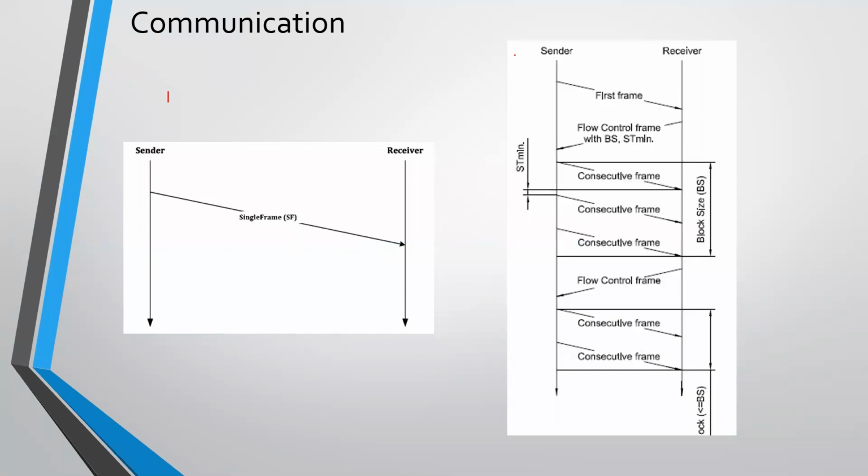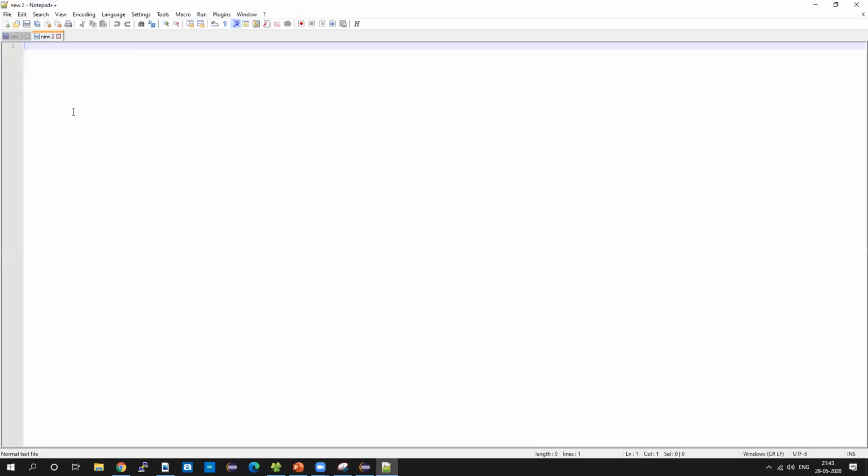When you are sending more than 8 bytes of data, you have to send the first frame. After sending the first frame, the receiver will send the flow control, and after you get the flow control, you will send the consecutive frames. Suppose you want to transfer data like 10, 20, 30, 40, 50, 60, 70, 80.